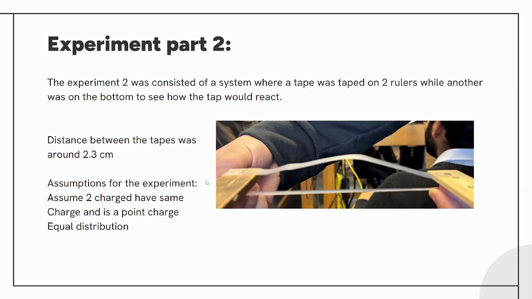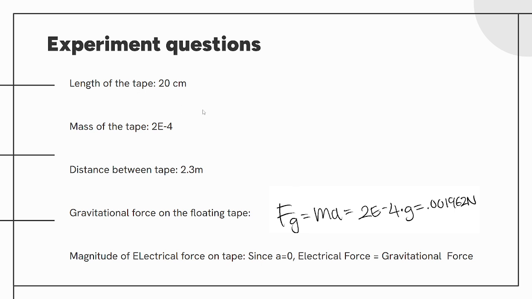Alright, so experiment part 2 consisted of a system where we had a tape taped onto a ruler, a yardstick, and then we had another tape under it, so it would create distance using electrical force. The distance was around 2.3 centimeters, and the assumptions were that they had equally balanced distribution of electrons and were point charges. The length of the tape was 20 centimeters, the mass was 2e-4, and the distance was 2.3 centimeters.